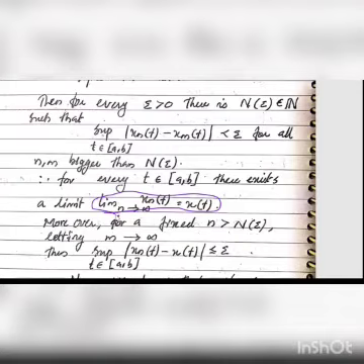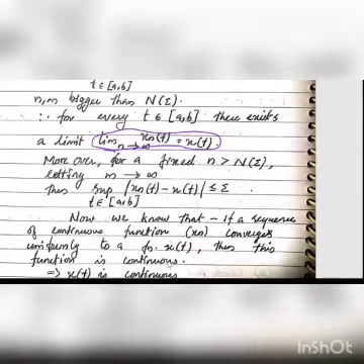Moreover, for a fixed n greater than N(epsilon), now you take the limit as m tends to infinity. In this condition, as m tends to infinity, we have already seen that the sequence converges to x(t). So this becomes the supremum over t in [a,b] of |x_n(t) - x(t)|, since x_m(t) becomes x(t), which is less than or equal to epsilon.